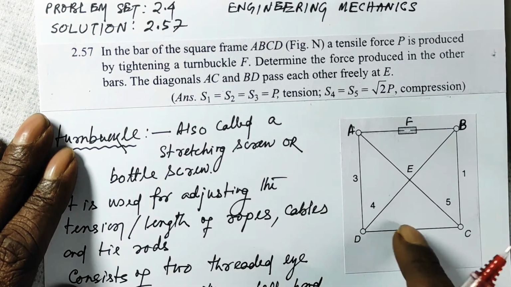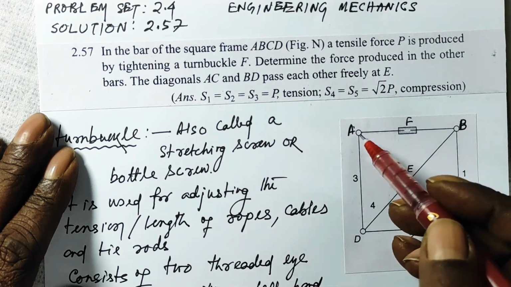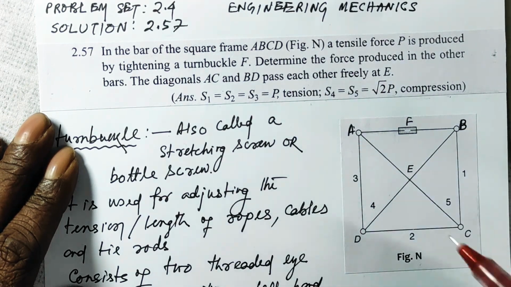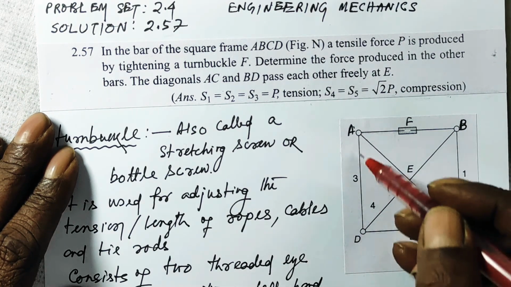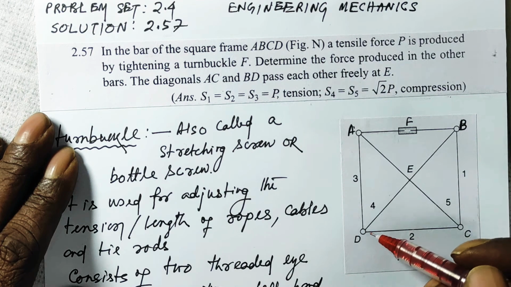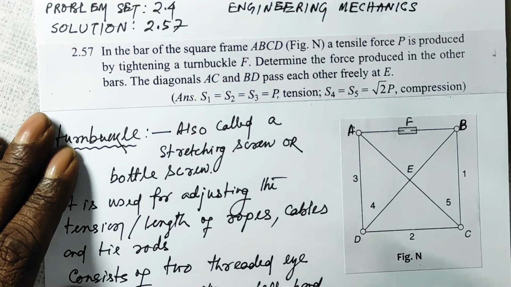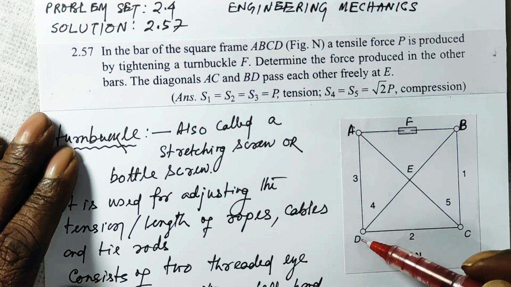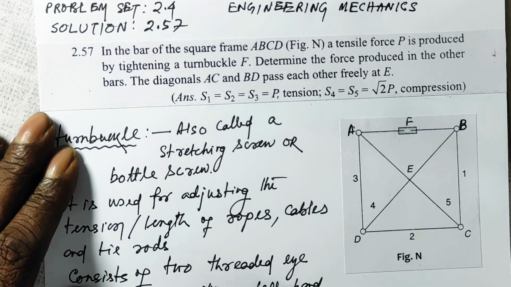Look at the arrangement here. This is a square frame, ABCD. AB is a bar, BC is a bar, CD, DA are also bars, BD is also a bar, and AC is also another bar. AC and BD are freely passing through each other at E, right?